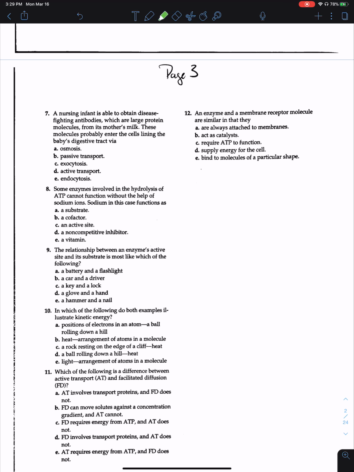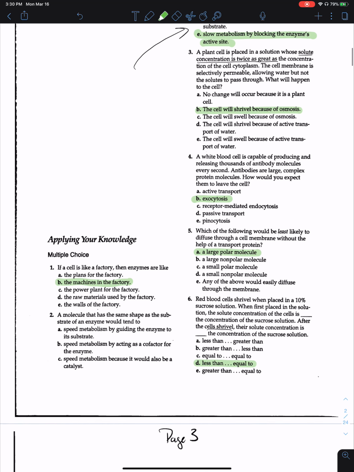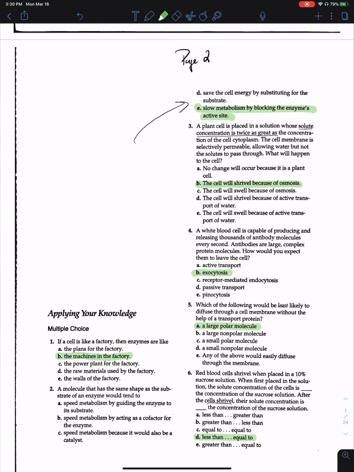A nursing infant is able to obtain disease-fighting antibodies, which are large protein molecules, from its mother's milk. These molecules probably enter the cells lining the baby's digestive tract via, then it asks exactly what kind of mechanism it's referring to. And in this case, it's referring to endocytosis. So think basically the last question about the antibodies, kind of a similar situation.